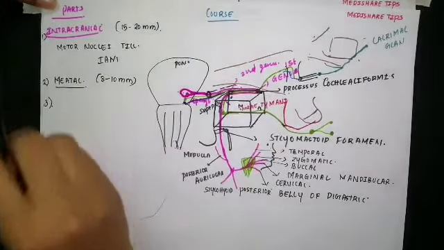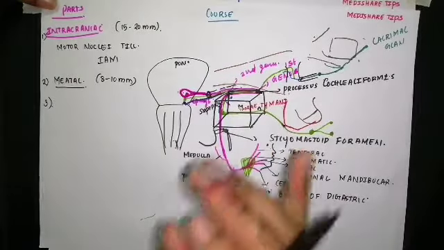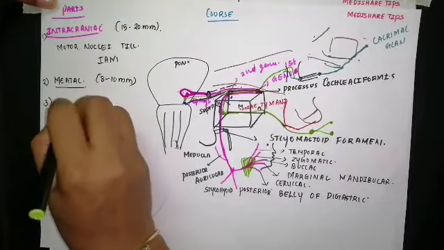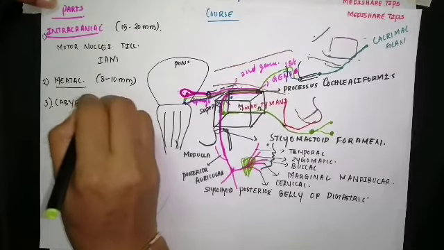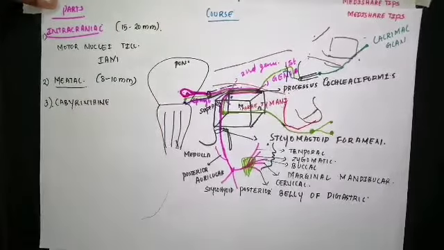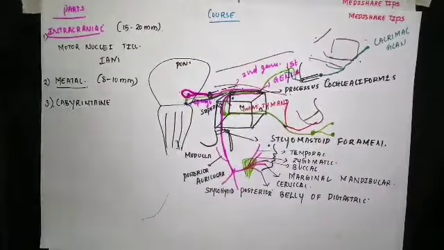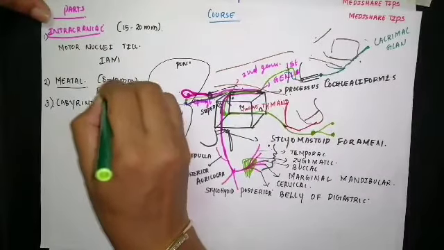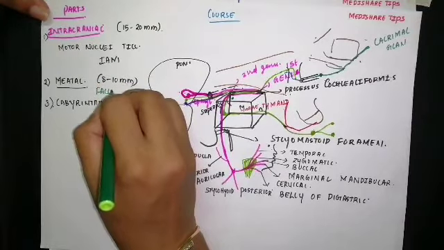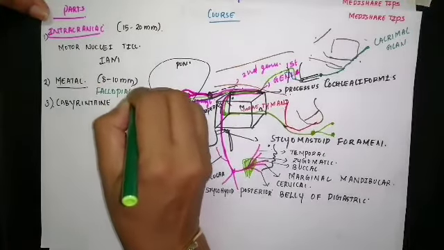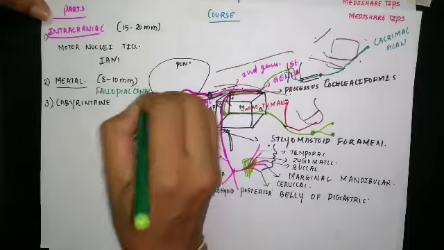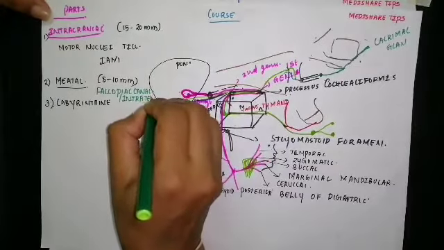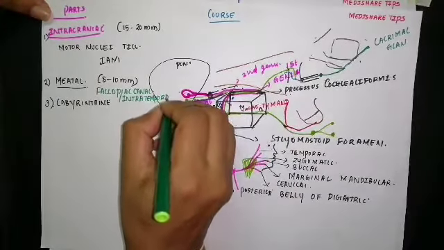And the third one is after passing through the meatus, it enters the bony canal. That bony canal is known as the fallopian canal, which is inside the petrous part of the temporal bone. That part is known as the intratemporal part, which is inside the petrous part of the temporal bone.